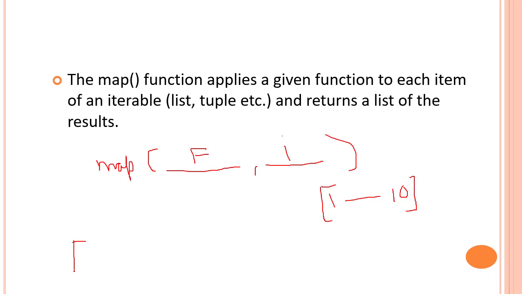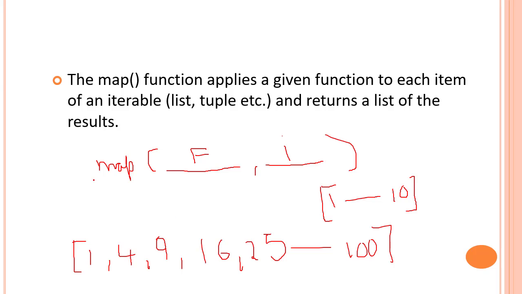So the new list that we are going to have will be something like this: 1, then 4, then 9. So what exactly is happening? For each value of the iterable, the function has been run once and the value has been stored in a new list. Then we have 16, 25, and similarly till 100. That's what we mean by the map function, and that's how useful it can be.